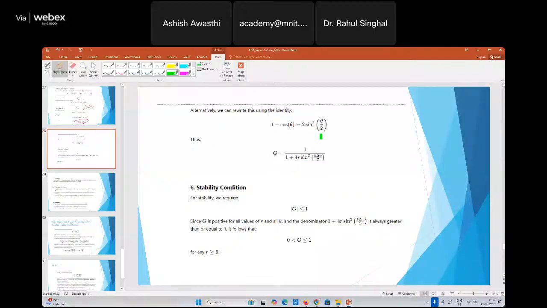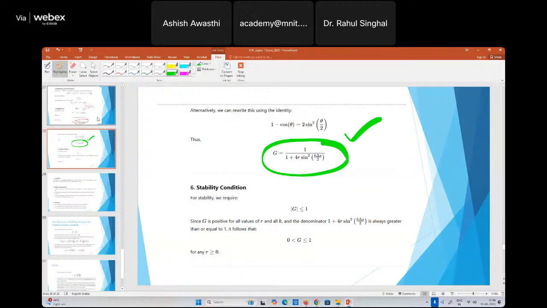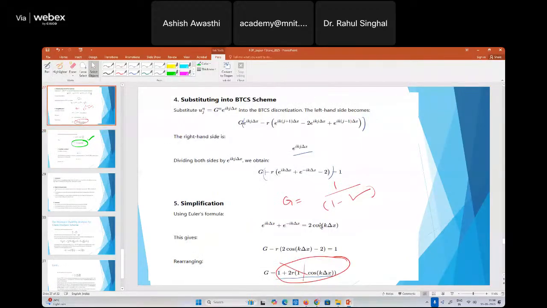Okay, I will rewrite it and I will send it to you. This actually is a typing mistake. So here, everywhere G will come. So this will come down. Okay, remaining things are fine. So here it will be 1 minus something, and then G equals 1 by 1 plus 2R(1 minus cos K delta X). Okay, and then you use trigonometry and you will get this.